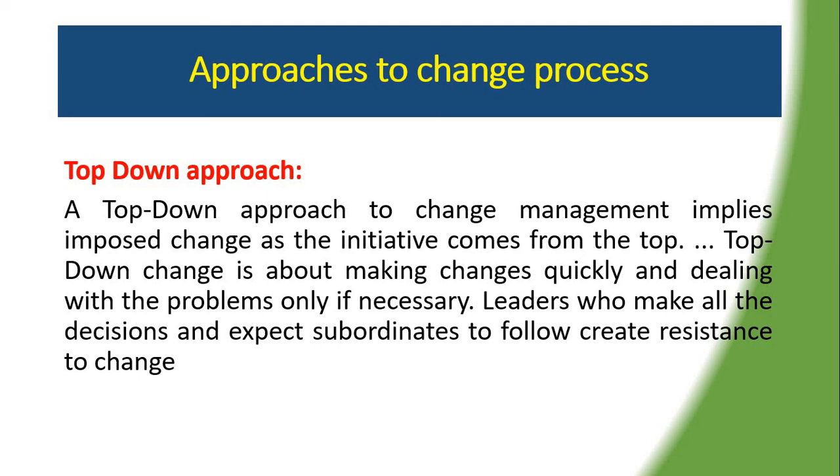In this kind of change approach, changes can happen quickly because this is a kind of autocratic process in which the lower employees or the lower level managements are not involved. The decisions are only made at the top level. So that's why the changes are quick, dealing with the problems only if necessary. It means something which can be very much necessary, so changes can happen in those areas. So leaders make all these decisions and expect subordinates to follow. As we mentioned before, the decisions are made at top level and subordinates just have to follow.